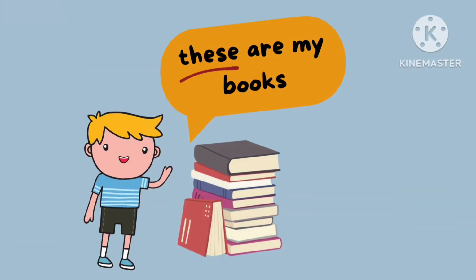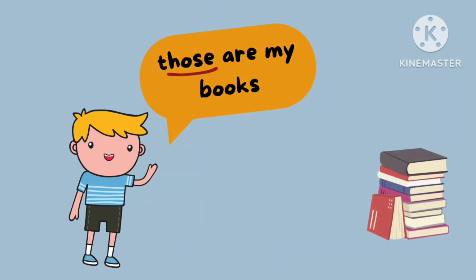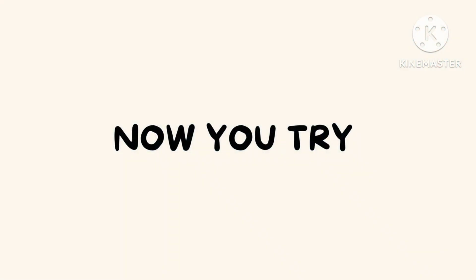These are my books. See, he is showing so many books and saying that these are my books. Not this is my book. These are my books, we have to say. If the books are far away from him, so many books are there, we have to say, those are my books, not that. Those we have to use here.